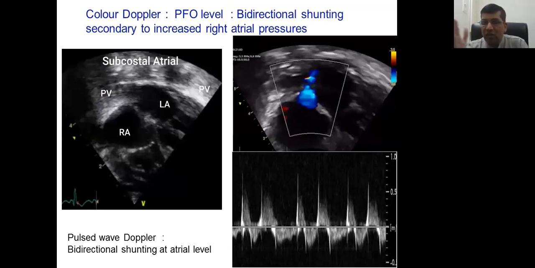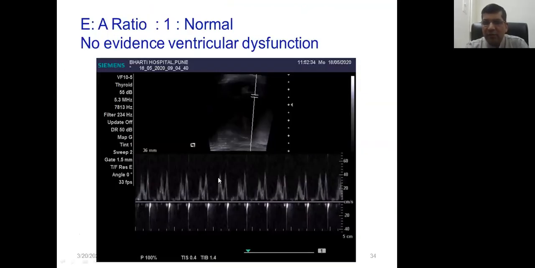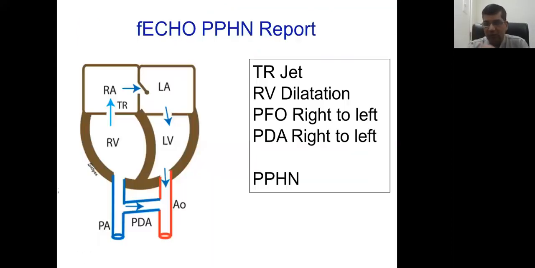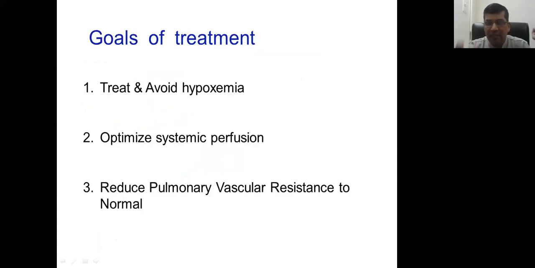Shunts are bidirectional. Pulmonary pressures are high, but the good thing is that the ventricular functions are normal in this baby. That's the functional echo which we have done, and you have observed from that one. So this is what you have seen so many times in the pictures: this baby has a TR jet, RV dilatation, a bidirectional PFO, a bidirectional PDA, classic PPHN. Classic PPHN, what we are dealing with. Let's see what happens about the treatment.